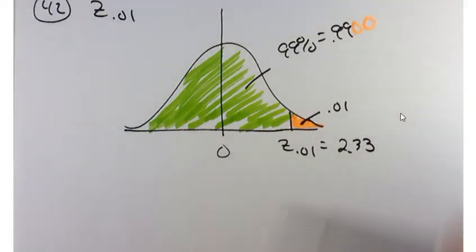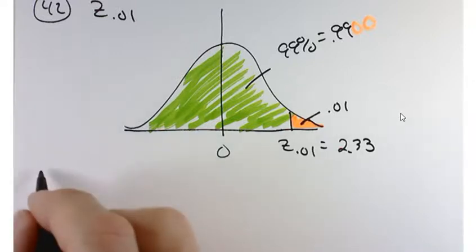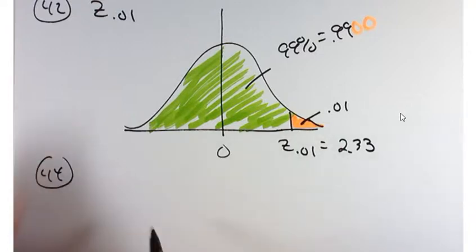Before we do this with problem number 44, is there anything about problem 42 that you'd like a little more help with? Going backwards and forwards in this table is going to become a big part of this course, so let's practice this some more with problem number 44.